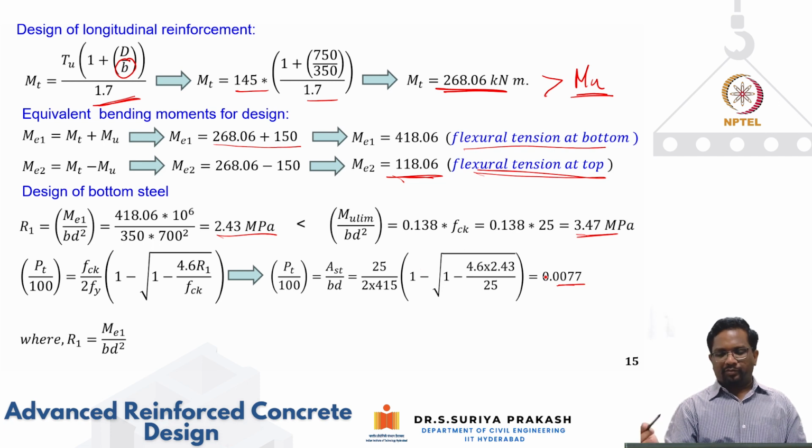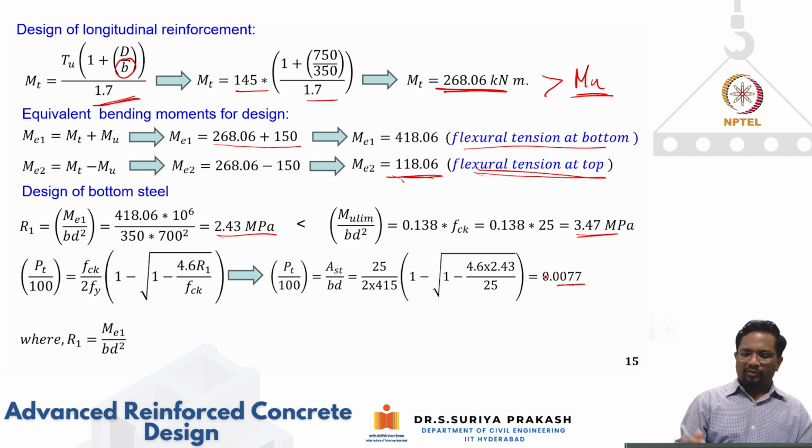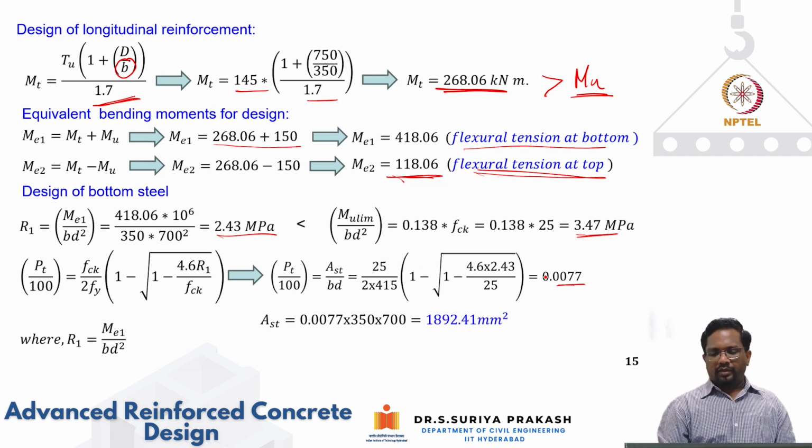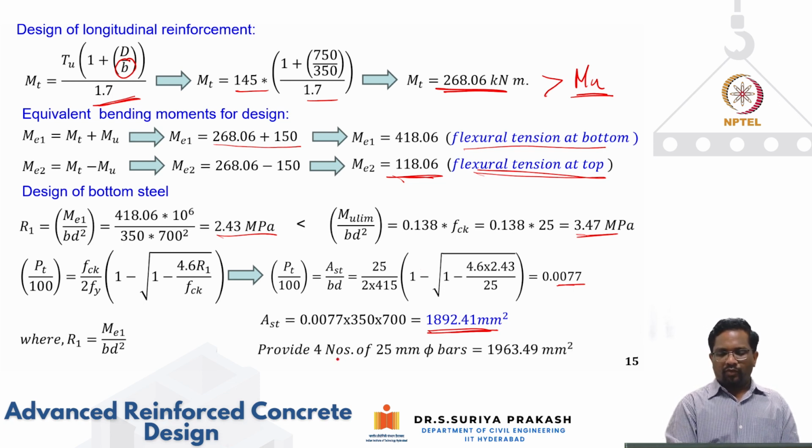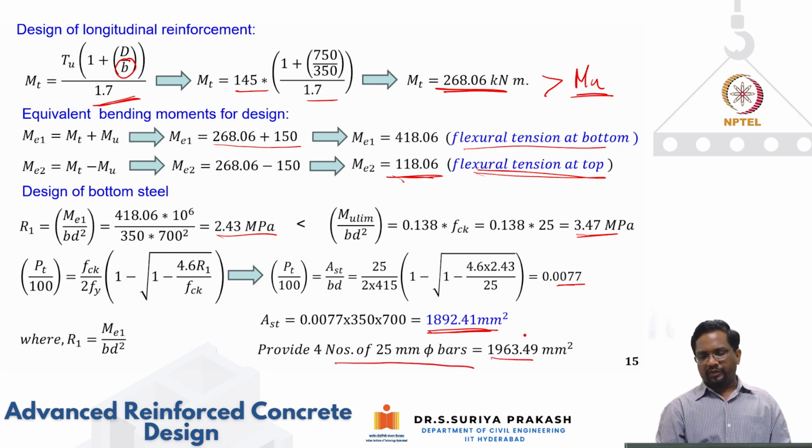It's a very, very small percentage of steel, less than 1 percentage. And because the area of cross section is quite high, the area works out to be 1892 mm square. So we can provide four numbers of 25 mm bar at the bottom, which is 1963. Now see, I don't need to put the same amount of reinforcement at the top.